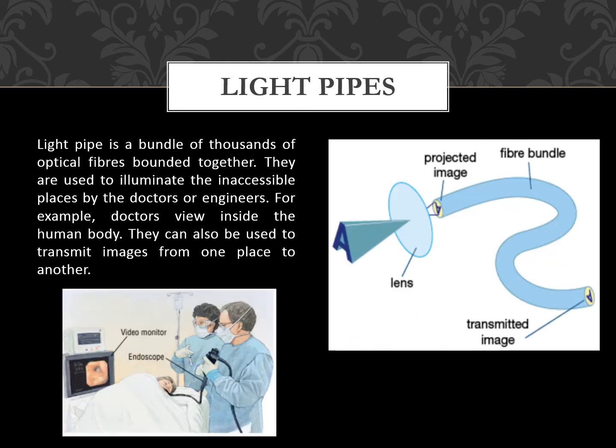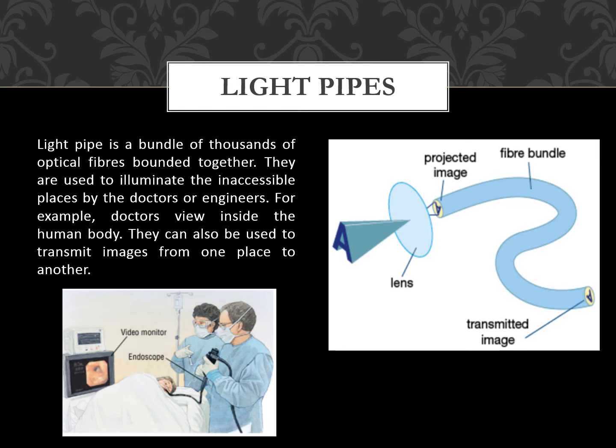Now the next very important thing is your light pipe. What actually is a light pipe? A light pipe is basically a bundle of thousands of optical fibers bound together. They are used to illuminate inaccessible places by doctors or engineers.